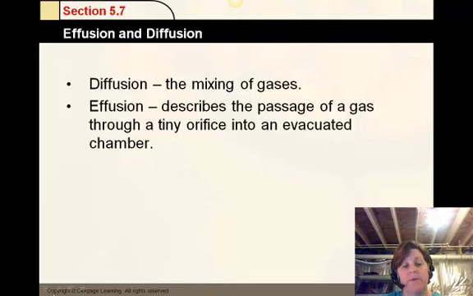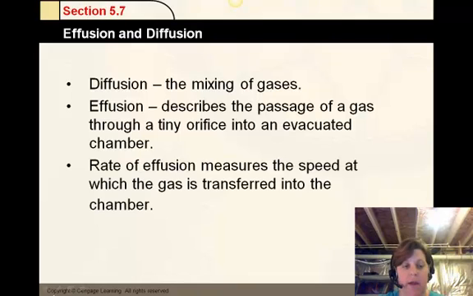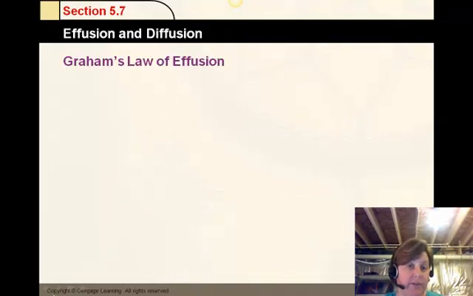I think of effusion as almost like a pinprick in a balloon. The gas coming out of the balloon would be going through a tiny opening. Now here specifically, it's into a container that's empty. And the rate of effusion measures the speed at which the gas is transferred into that particular chamber. Different factors, of course, affect that.